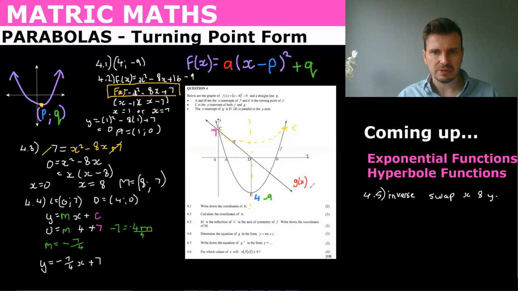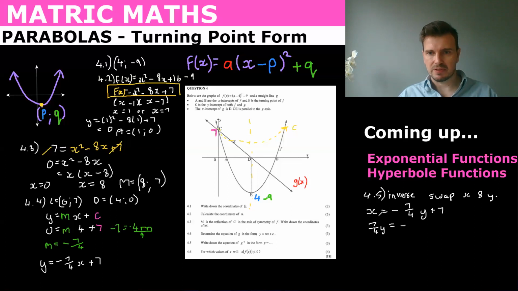So they want g, which is easier than doing the parabola, because we can just say then x is equal to minus 7 over 4 y plus 7. We want y by itself, so let's take the y across. So 7 over 4 y equals, we took this across, this then becomes that side, minus x plus 7.